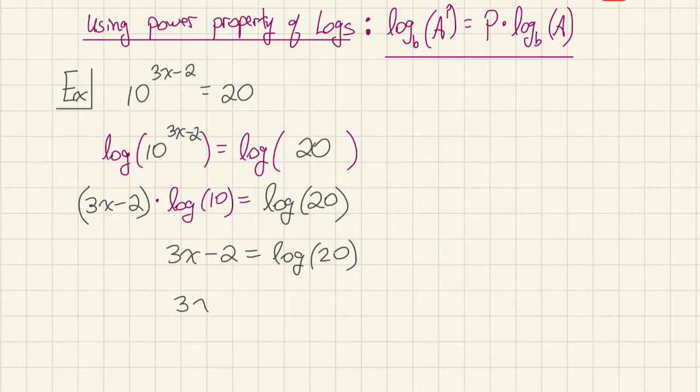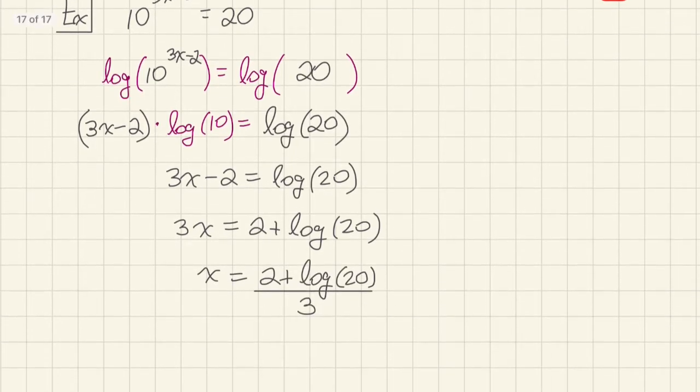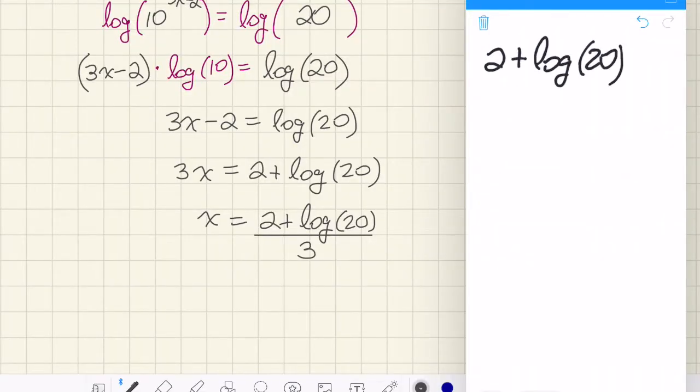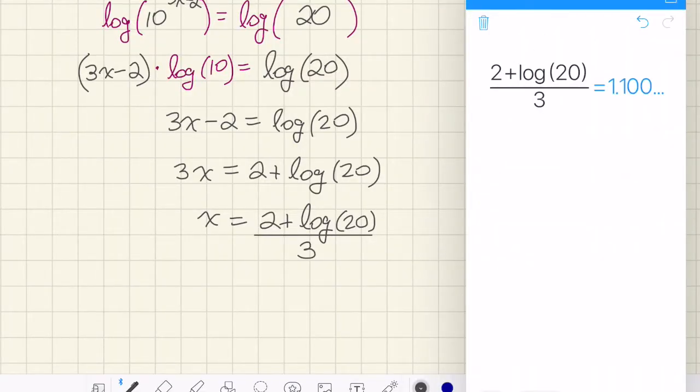But I want to leave it exact, so I'm going to add 2 to both sides. And I'm going to write it this way. You can write log 20 plus 2, but I like putting the numbers in front of logarithms. And then divide both sides by 3. And this would be considered the exact answer. Now, if we go typing this into a calculator, we'll get some ugly decimal, 1.1-ish. So then we can talk about an approximation of about 1.1.